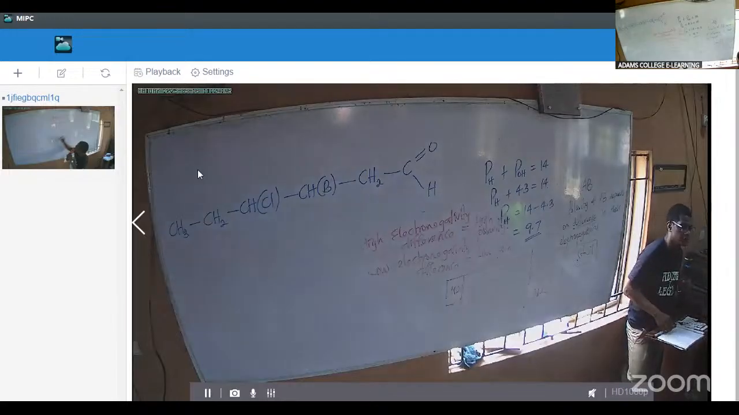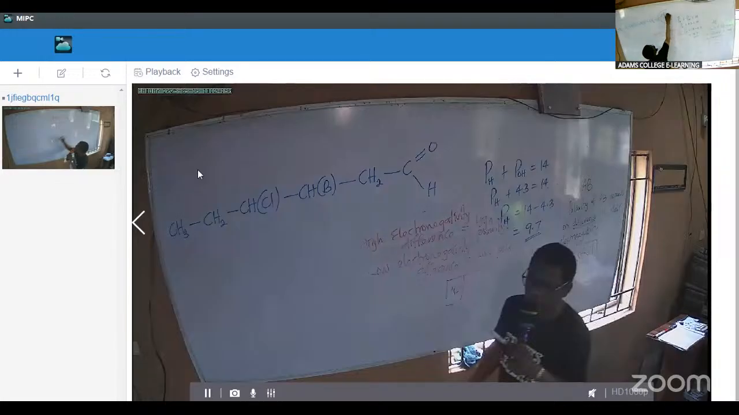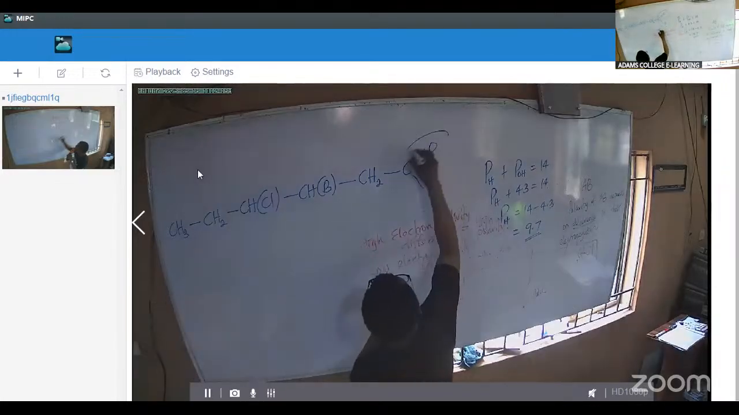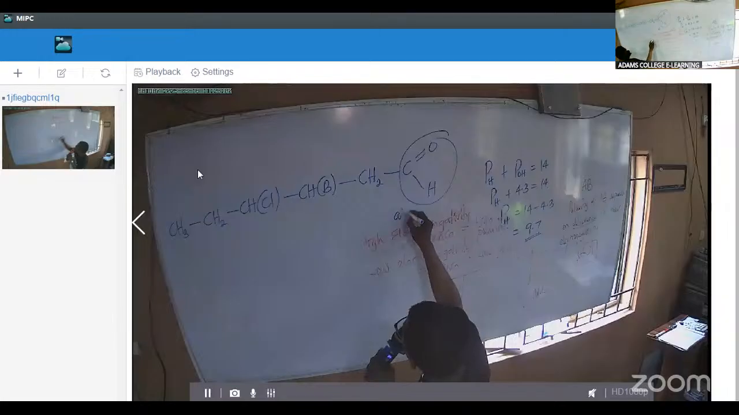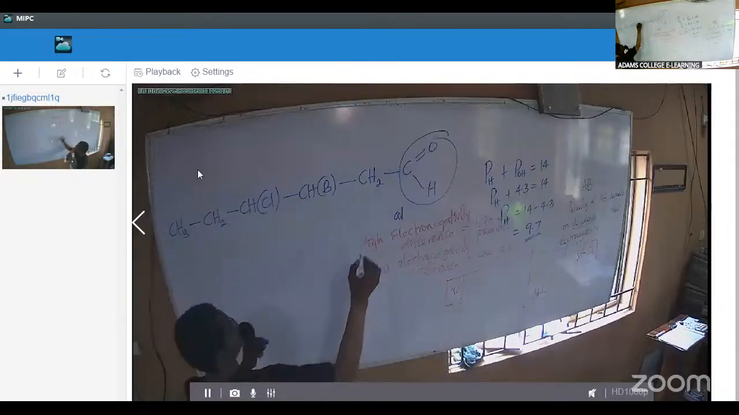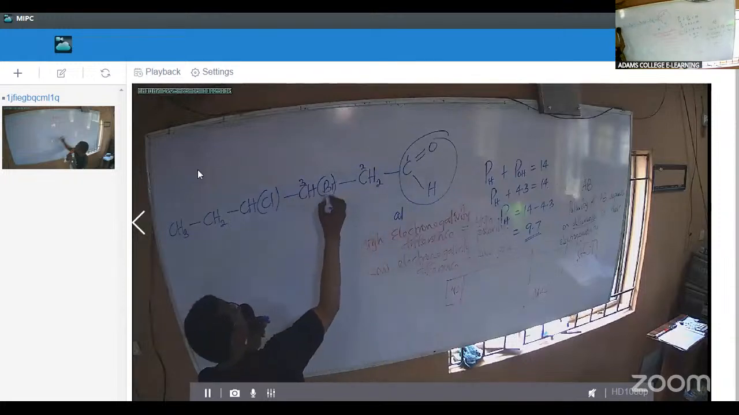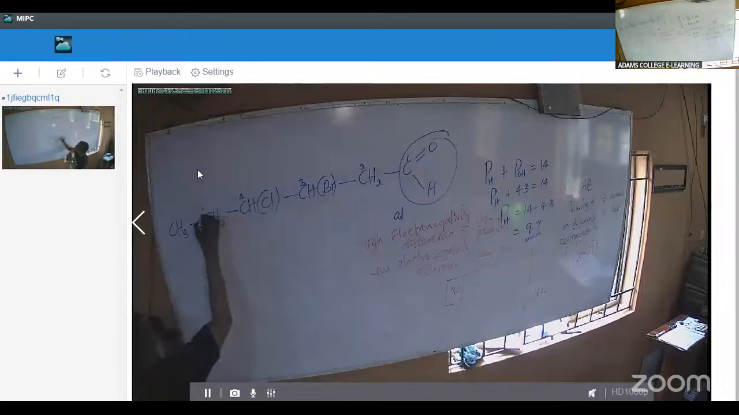What is the functional group in the compound? Alkanal. So your name should end with what? Al. So you now start from here. One, two, three. This is Br, sorry. Four, five, six. When you are naming, you must name alphabetically.